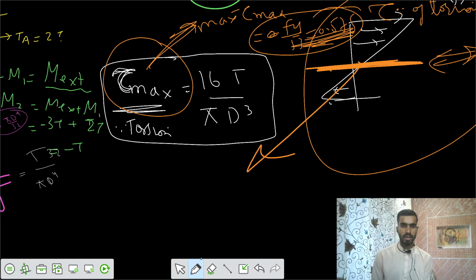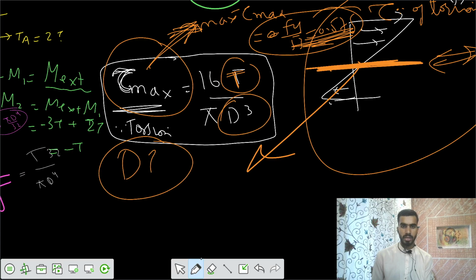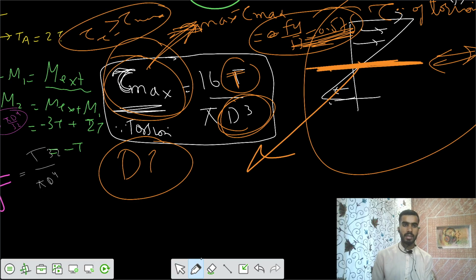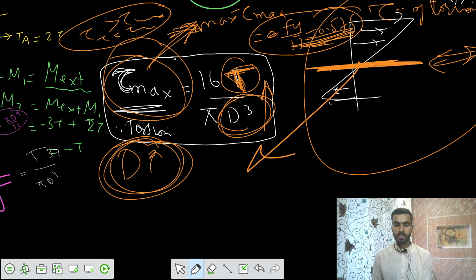Similarly, if you know that the material has some value of tau max, and you are applying a torque of T, you can say what diameter I should use for this material so that the material will not have stresses greater than tau max. I want that tau should be less than tau max. For that, you should increase the diameter, such that your torque is satisfied. So you have to change the diameter accordingly.